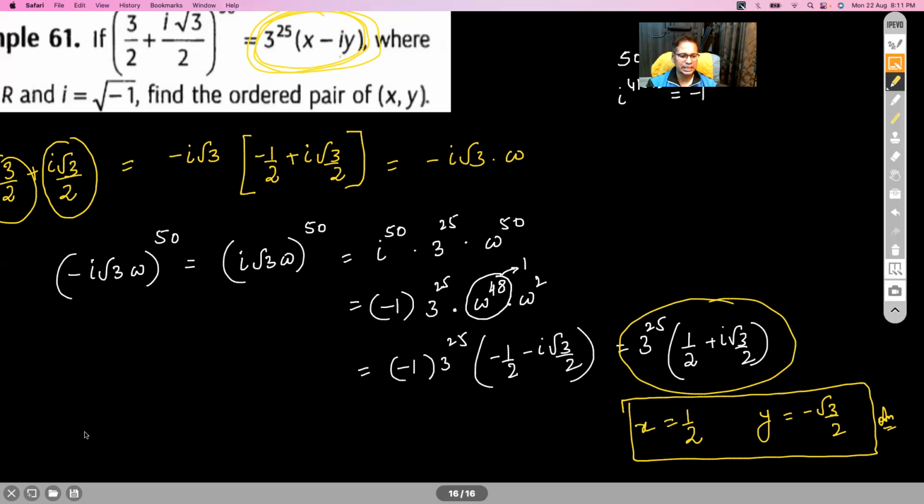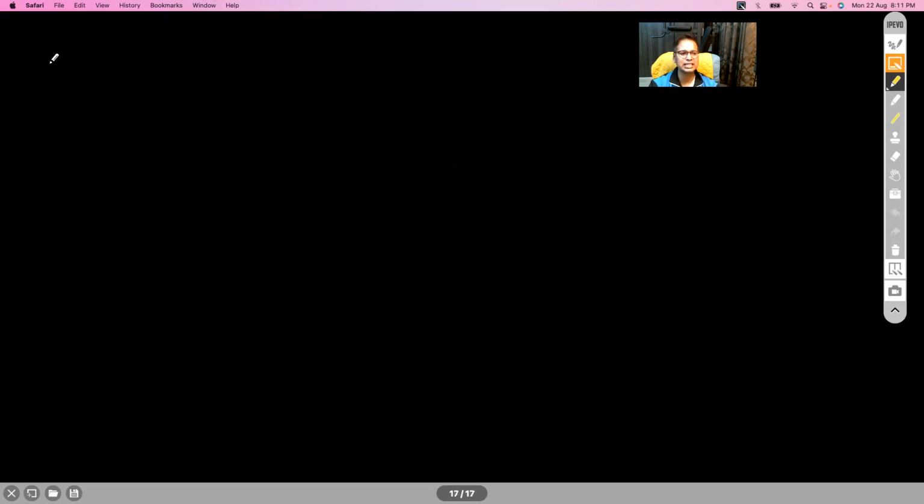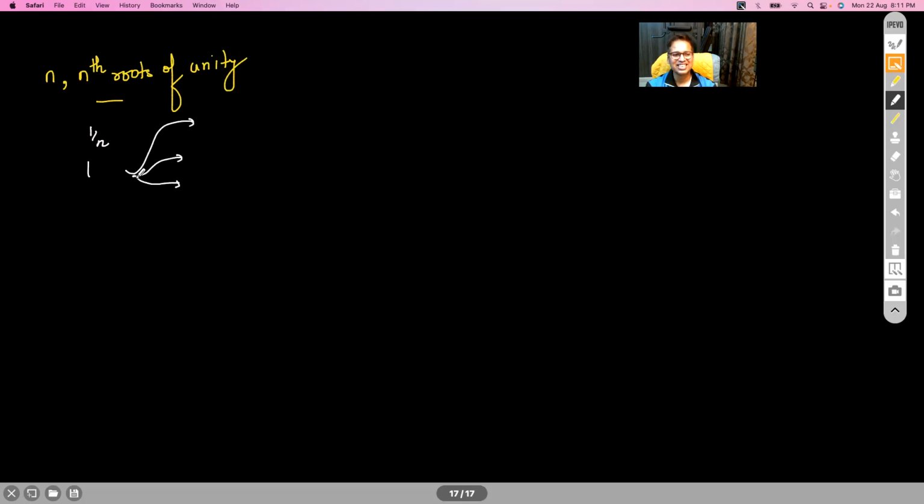Okay. Now the last concept of this topic that we are going to take up is your nth roots of unity. So just like cube roots of unity, this is a more generalized version where we are going to find out the nth roots of unity. That means 1 raised to the power of 1 by n. Okay. Of course, how many answers will I get? Yes, you are going to get n answers from it. Okay, we'll find it out. We will find out what those n answers are going to be.